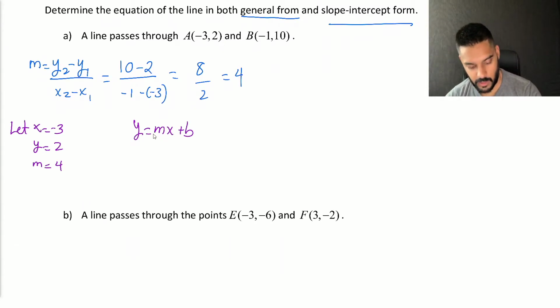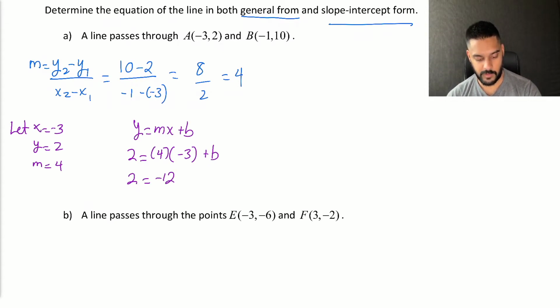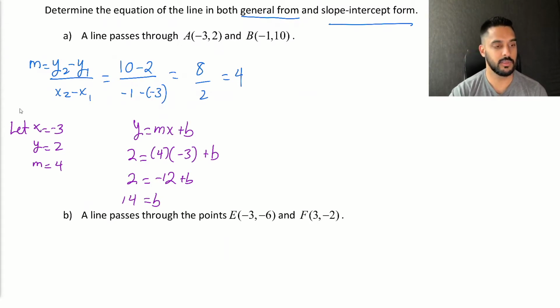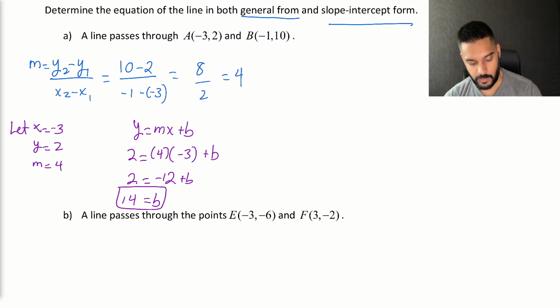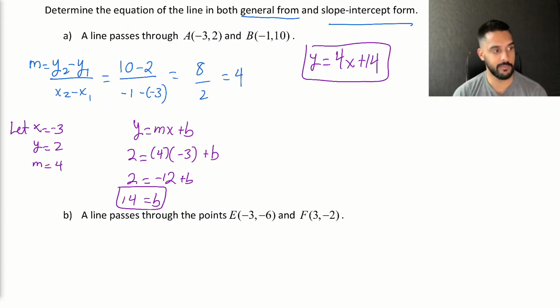So if I plug everything in, that means 2 needs to be equal to 4 multiplied by -3 plus b. So 2 equals -12 plus b. Add 12 to both sides. 14 is equal to that y-intercept. Okay. So now I have a slope, I have a y-intercept. So my slope-intercept form is y equals, my slope is 4, so 4x plus 14. There is our slope-intercept form of our equation. Okay, part 1 of this has been taken care of.